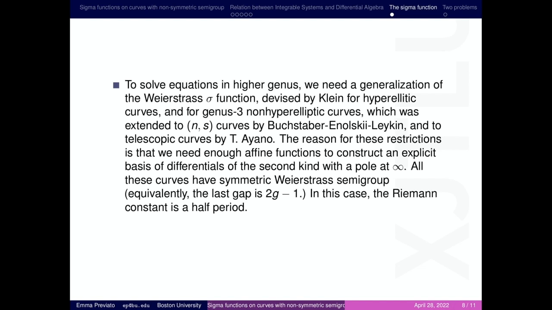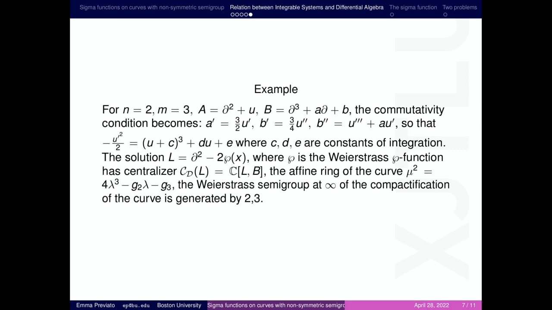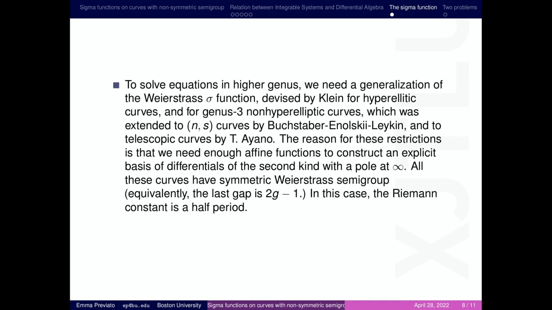So I didn't write the equations down because they are very technical, but the N,S curves, I'm going to go back to the elliptic case, if I can. Okay. The N,S curves are curves with just a mu to the N and a lambda to the S. So they are still affine curves in the plane. The telescopic curves are curves in space, but still they have one fixed point, and then you look at the Weierstrass semigroup at that point. So the poles of all algebraic functions at that point. And they're still very special, that's why they're called telescopic.